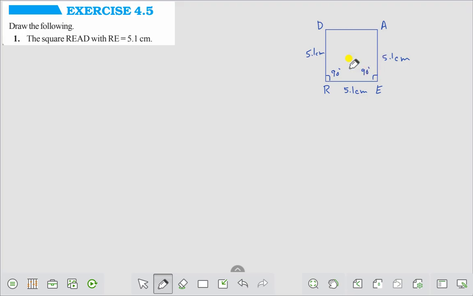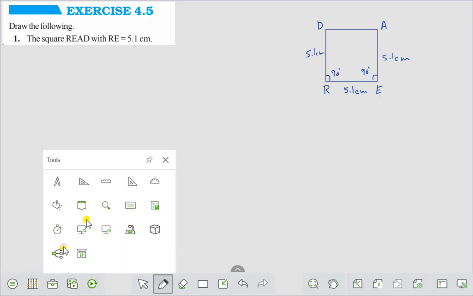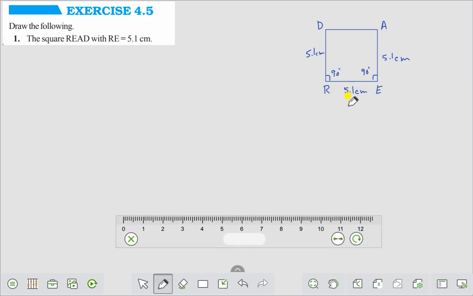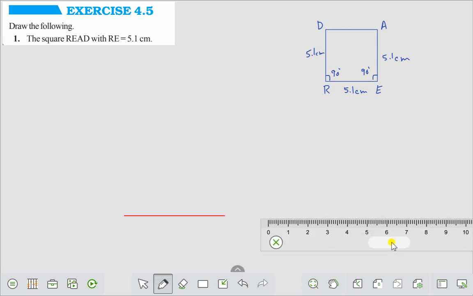For that, let us take a ruler and draw a line that is 5.1 centimeter. See, this is exactly 5.1 centimeter. Now, the name of this line is RE. This is R. This is E.